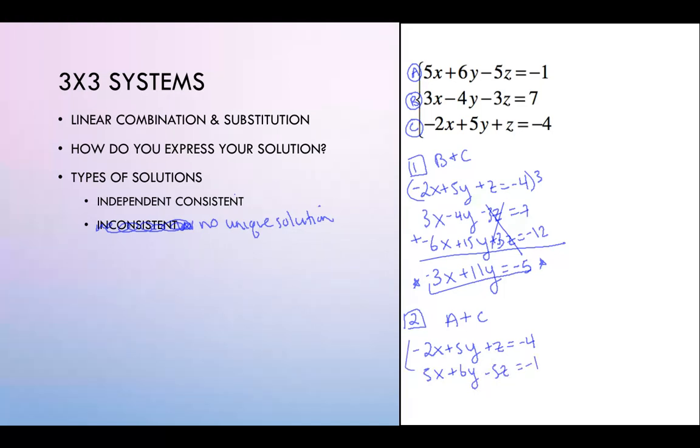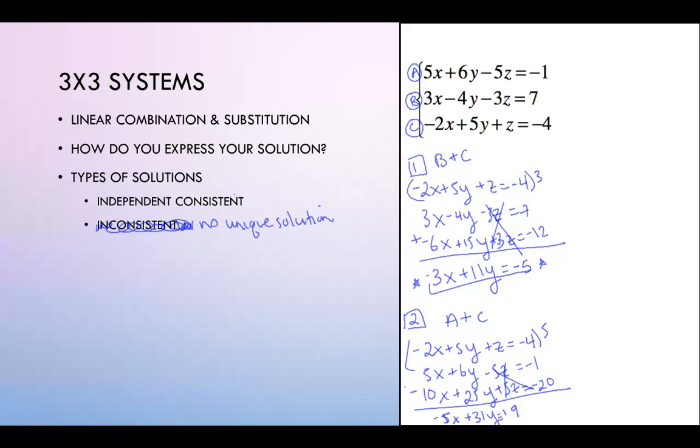I'm going to multiply through here by 5 this time. So negative 10x plus 5 times 5 is 25y plus 5z equals negative 20. And I'll go ahead and add down and give myself tons of room. That goes away. 5 plus negative 10, or 5 minus 10, gives me negative 5x. 6 plus 25 gives me 31y. Negative 1 plus negative 20 gives me 19.